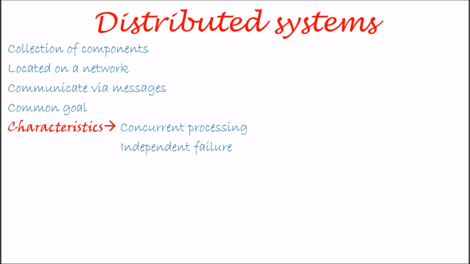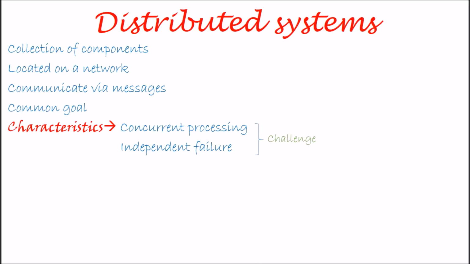The other characteristic is independent failure. If any node or component fails, then its failure is not going to affect the rest of the system. If any node fails, then the task which that node was earlier carrying out gets redistributed, and there is no effect on the entire system. The entire system goes on as it was going on before.